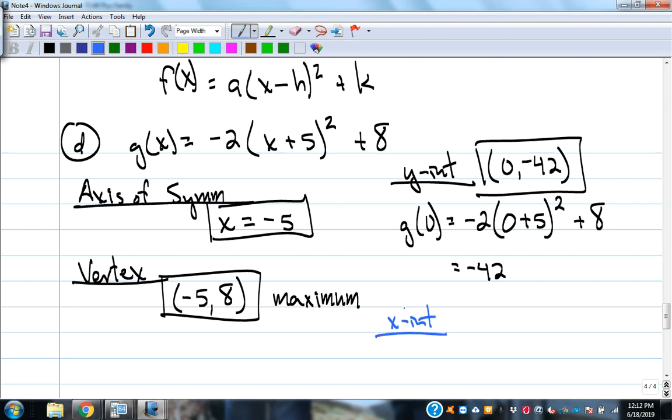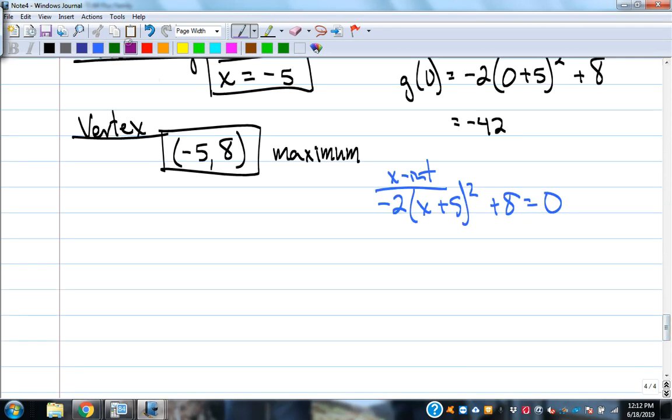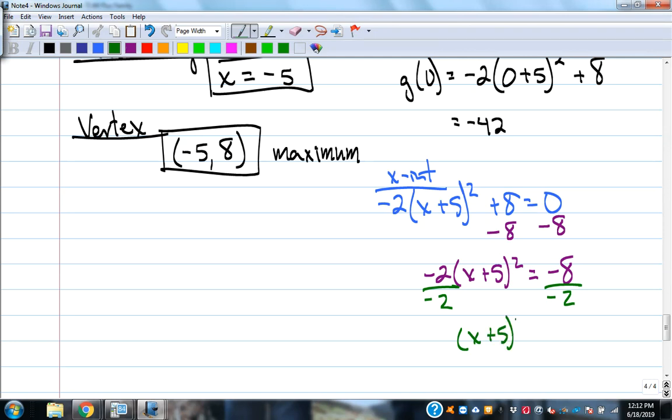X-intercepts, take the entire problem, negative 2, x plus 5 squared plus 8, and set it equal to 0. I'm going to solve it by square roots. I'm going to subtract 8. Divide by negative 2. Get the squared part by itself. That's the key. Get the squared part by itself.